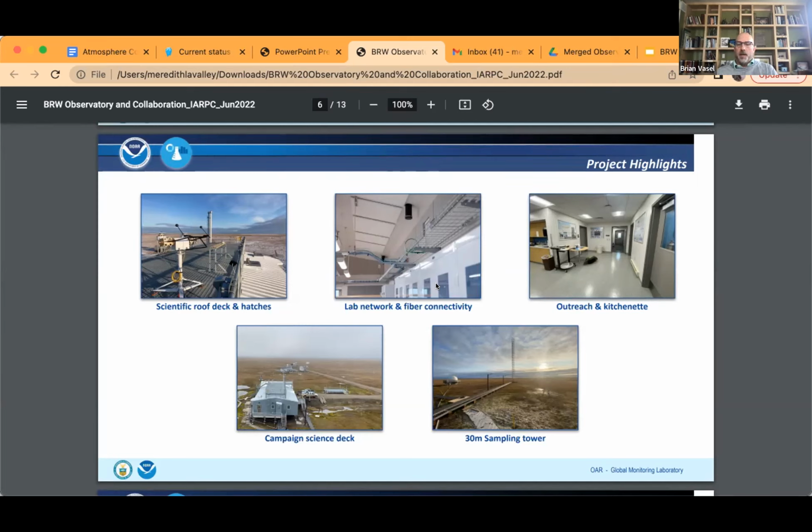We have an outreach area and kitchen space, so we can bring in local school groups and give tours, get them out of the cold into a warm space to give talks. We do have a campaign science deck. The bottom left photo, it's a little harder to see, but you can see the driveway coming into the photo from the right.